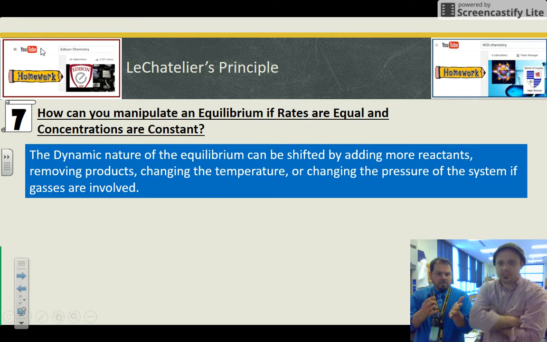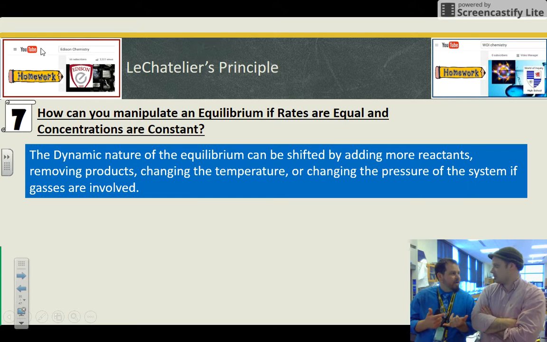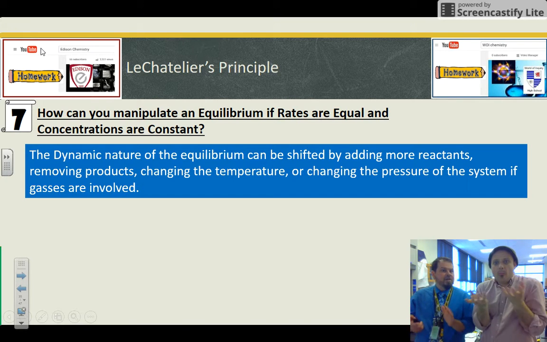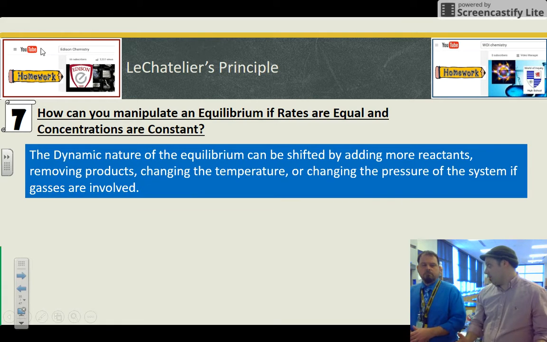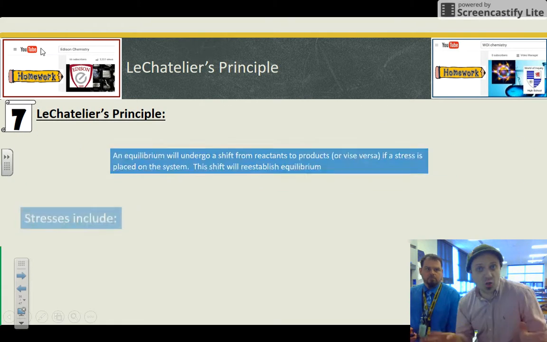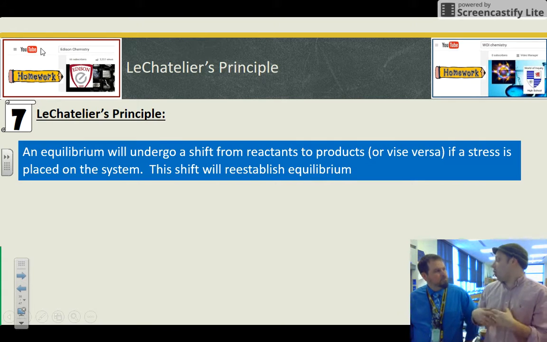dynamic equilibrium can be shifted by doing a few different things: adding reactants, adding products, taking them away, adding heat, because heat's in there, changing the pressure. If we do any of that, bottom line, you can manipulate an equilibrium. We're going to teach you how it changes when you manipulate it.